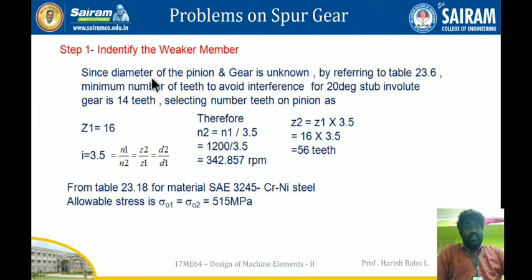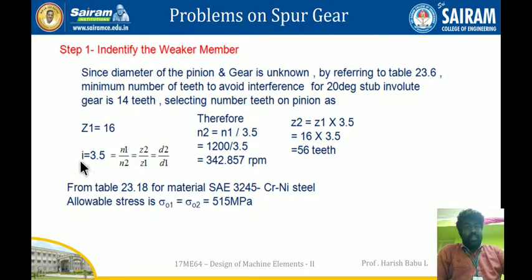Since the diameter of the pinion gear is unknown, from table 23.6 I can get the minimum number of teeth required on a pinion to avoid interference. From the table, for a 20° stub involute, the minimum number of teeth will be 14 teeth. So I am going to assume Z1 is equal to 16.